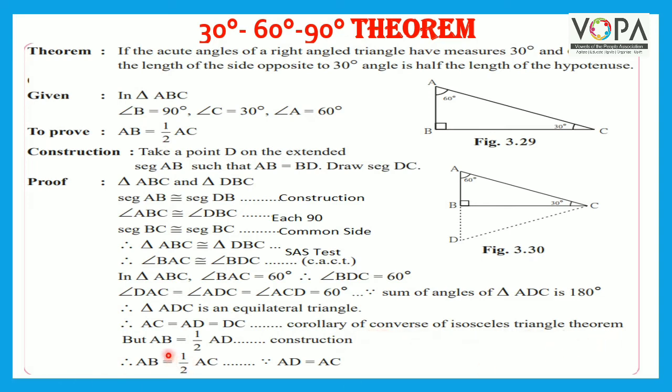But from the construction, we know that AB is equal to half of AD. Therefore, AB is equal to one half of AC, since AD is equal to AC.